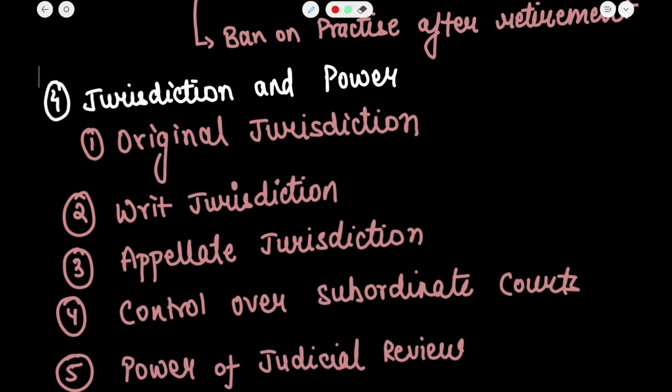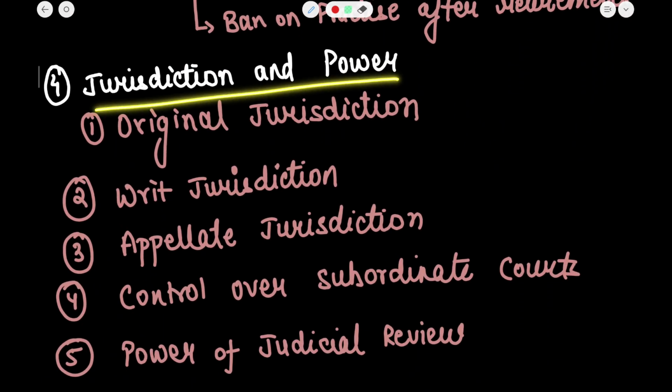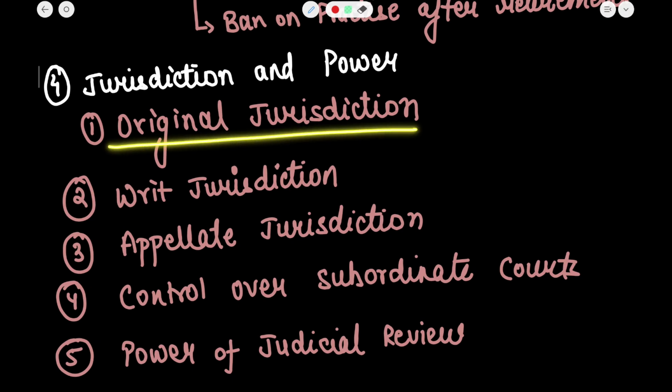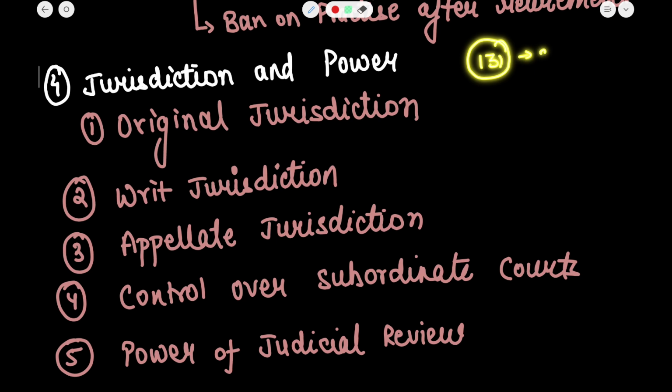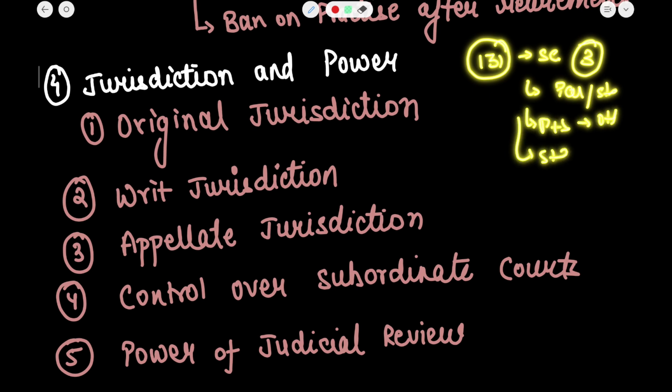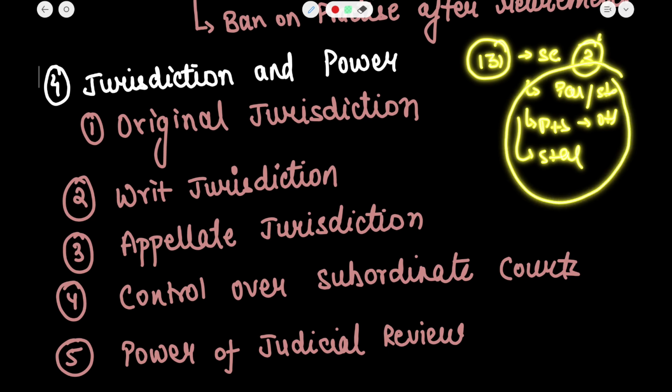Now, let us see the jurisdiction and powers. What about the original jurisdiction? As we have seen under Article 131, the Supreme Court enjoys original jurisdiction in three matters: Parliament and state on one side; Parliament plus states on one side and other states on the other; and state versus state. These are the three matters in which the Supreme Court of India enjoys original jurisdiction under Article 131.